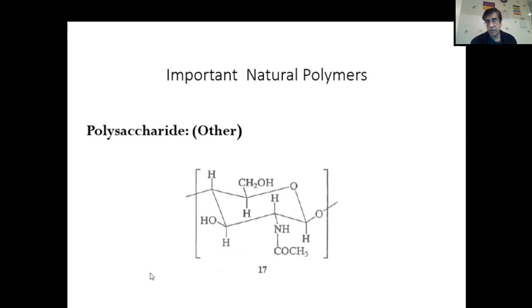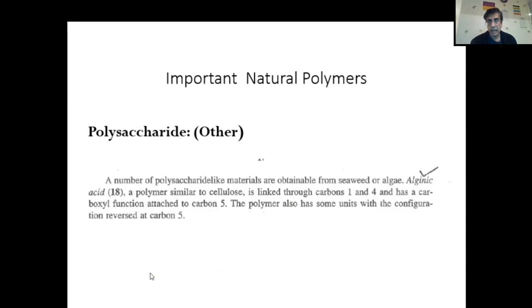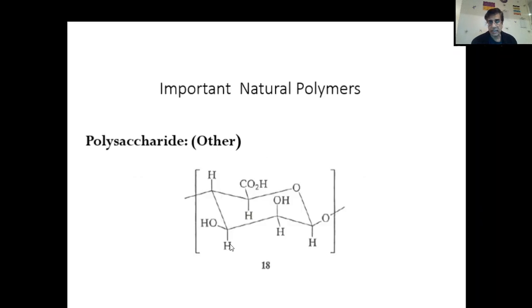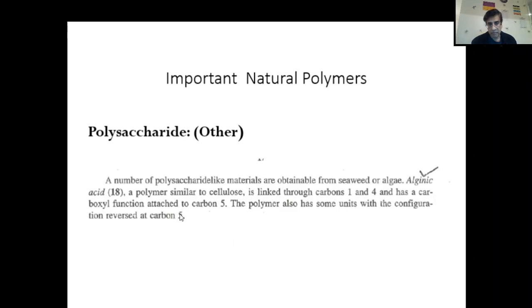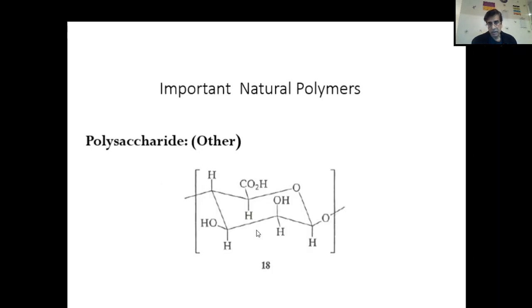I mentioned chitin and chitosan. The last one is alginic acid. Alginic acid is obtained from algae from the sea. Usually at the seashore we get the plant, and from there you get it. How does the structure look? It's very simple. At carbon number 5 you will see a change: 1, 2, 3, 4, 5. Here you have a carboxylic group. That is why it's called alginic acid. All the other structure is similar to cellulose, beta 1,4 linkage.